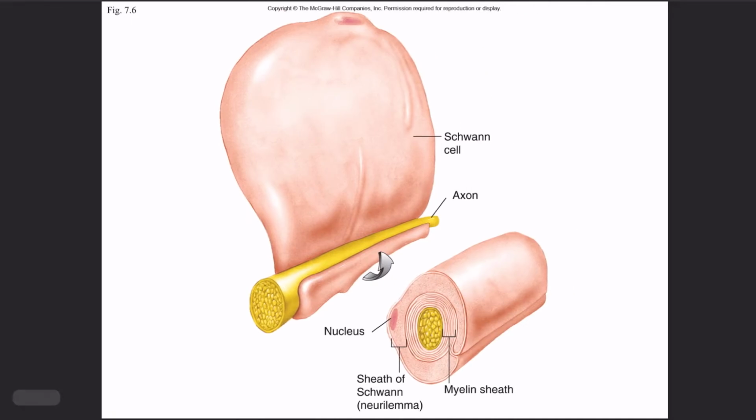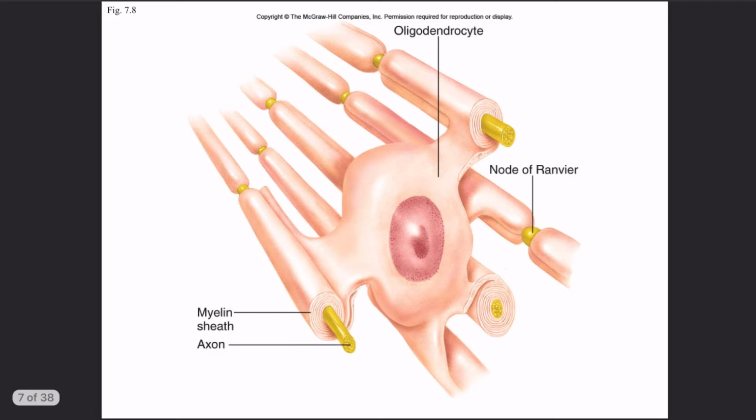This is showing you the structure of a Schwann cell around an axon. You can see the nucleus here and how they roll around like a jelly roll. And again, Schwann cells are a neuroglial cell in your peripheral nervous system, whereas oligodendrocytes myelinate around the axons in the central nervous system.